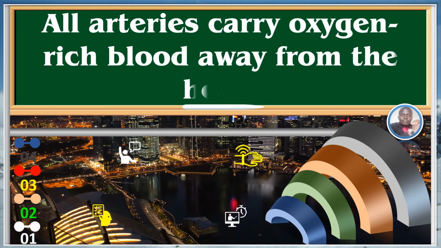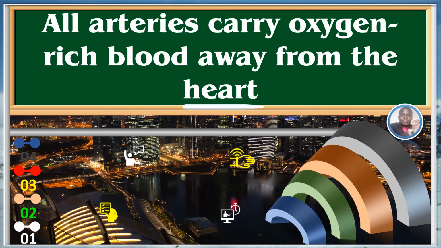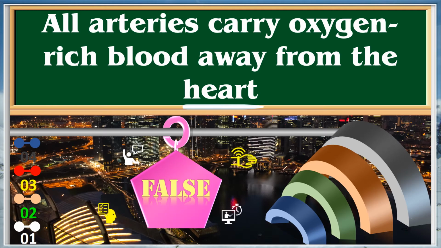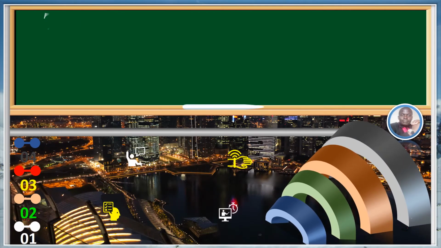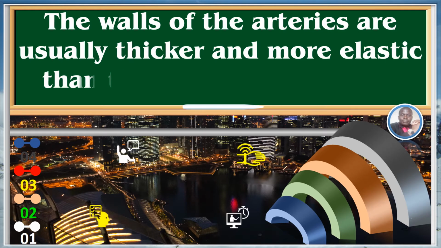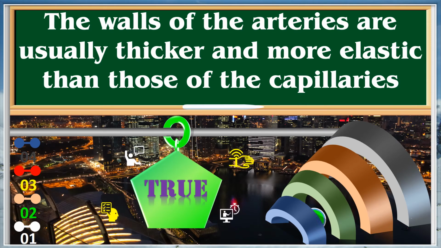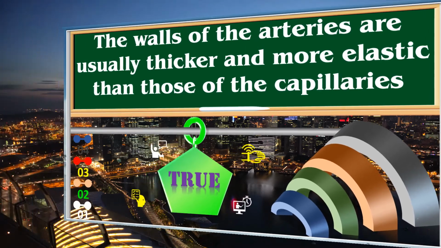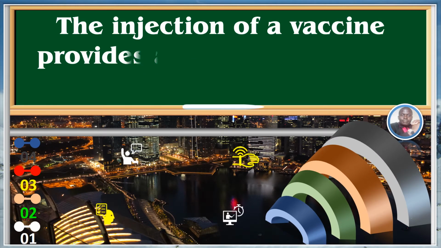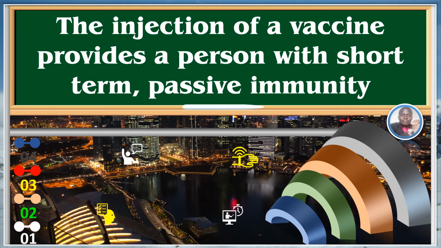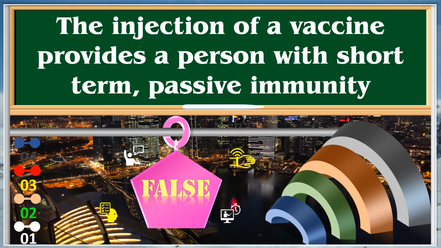All arteries carry oxygen-rich blood away from the heart. False. The walls of the arteries are usually thicker and more elastic than those of the capillaries. True. The injection of a vaccine provides a person with short-term passive immunity. False.